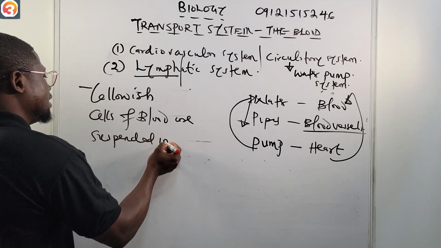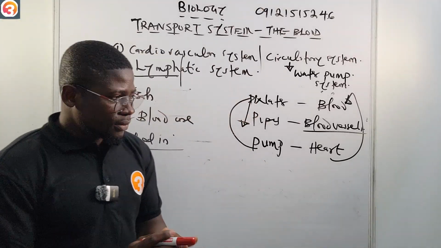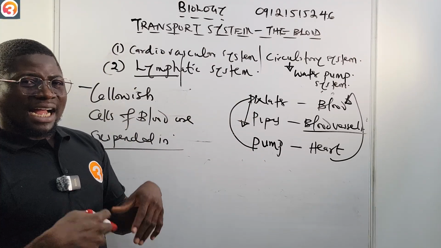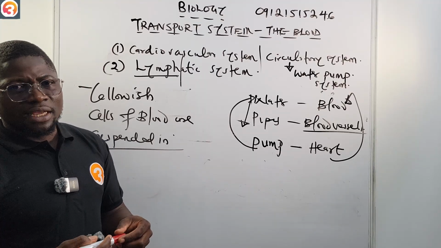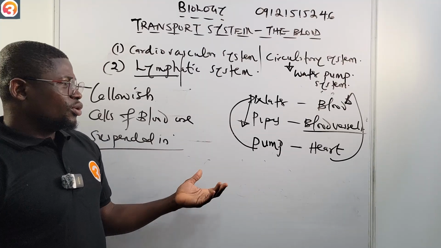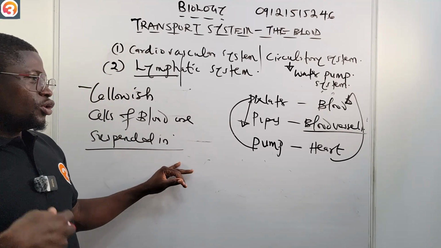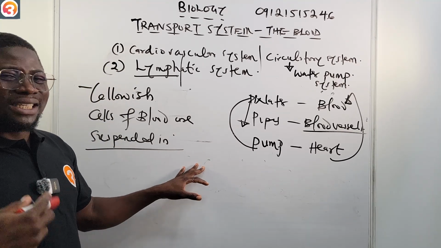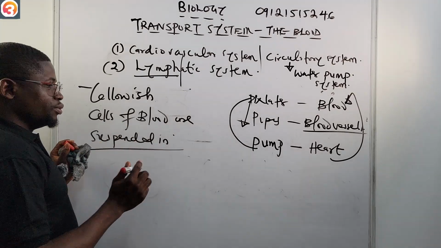And the function of this plasma, of course, is to transport some amount of food substances in the blood. They are responsible for the transfer or transport of some amount of food substances in the body. Please take note of that.